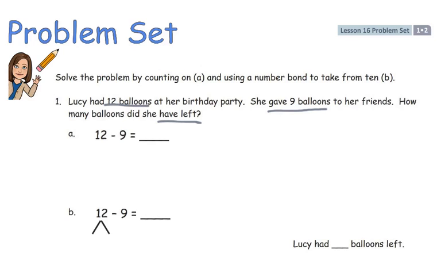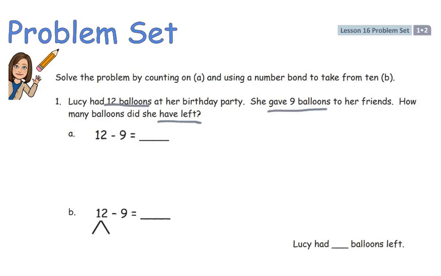So they wrote our equations here for us. That we have A, 12 minus 9, and B, 12 minus 9. So what we're going to do is we're going to solve this problem 2 different ways, okay? So the first way, number A, it says counting on.